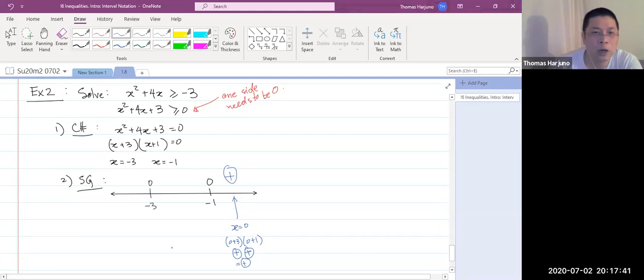Between -1 and -3, pick a testing point. Let's say I pick x equals -2. So -2 plus 3 times -2 plus 1. -2 plus 3 is positive. -2 plus 1 is negative. The product of positive and negative is negative.